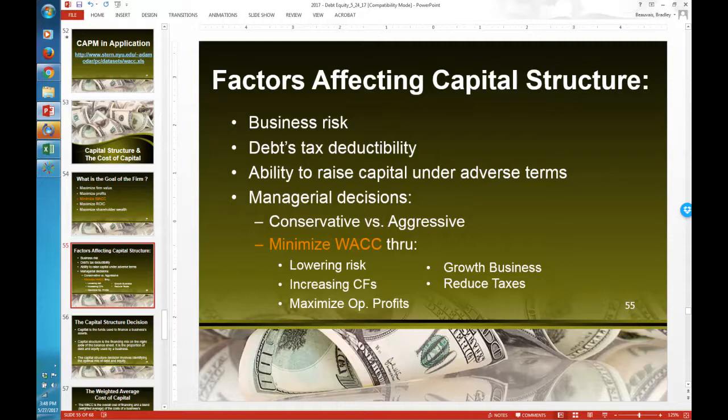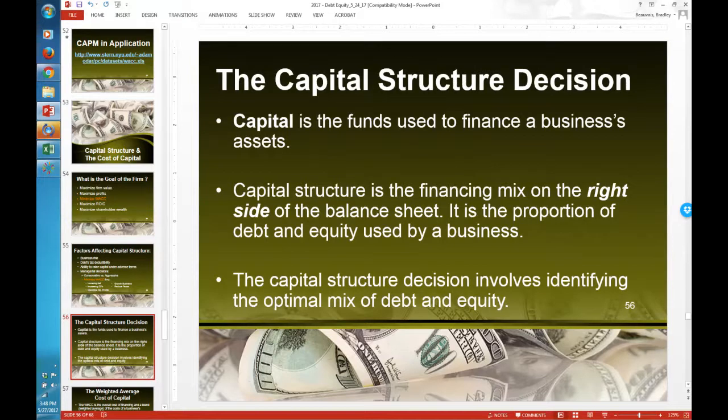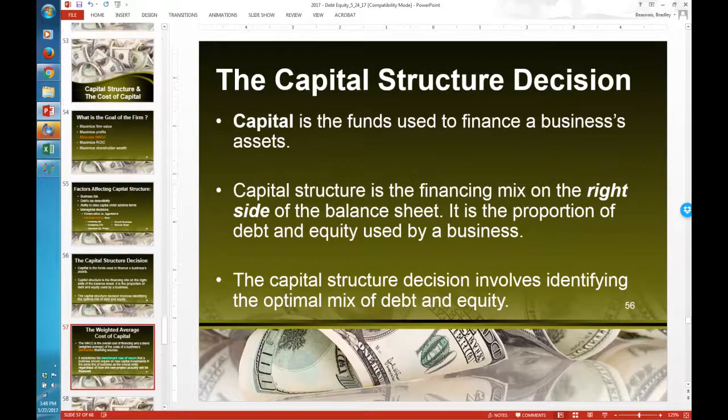All those play, in various ways, on what we want to do from a capital structure perspective. So again, capital, I don't need to revisit in terms of what it is. Again, we're talking about the right-hand side of that balance sheet. And what we're going to talk about is how we find that optimal mix between debt and equity to ensure we're doing right by the organization.